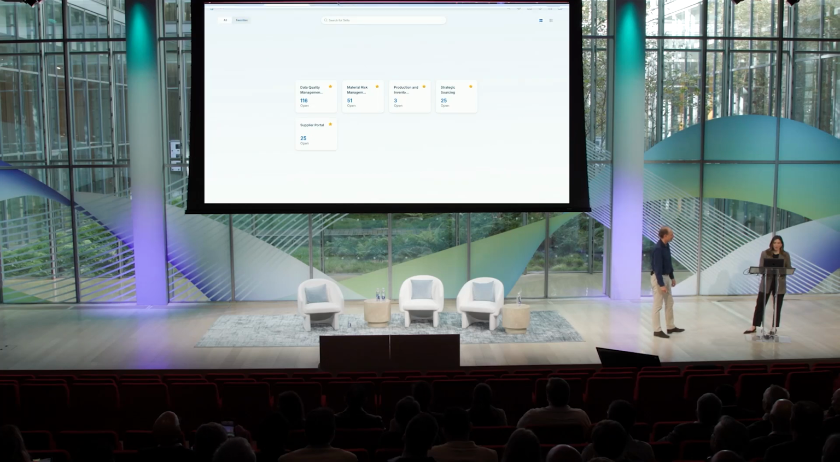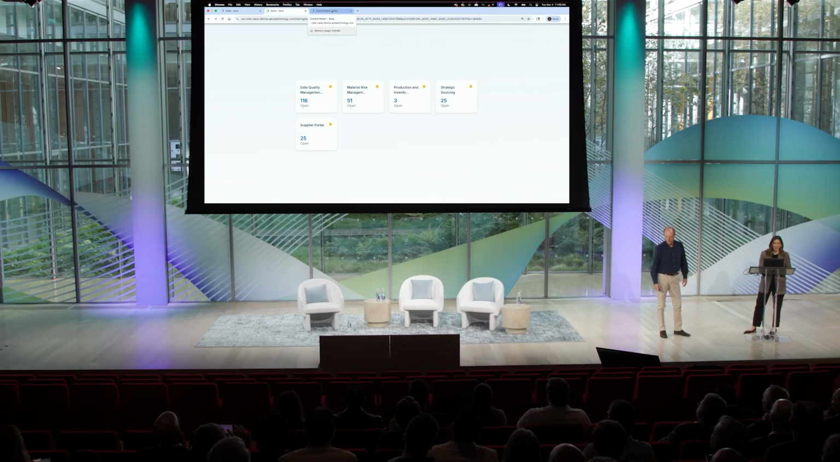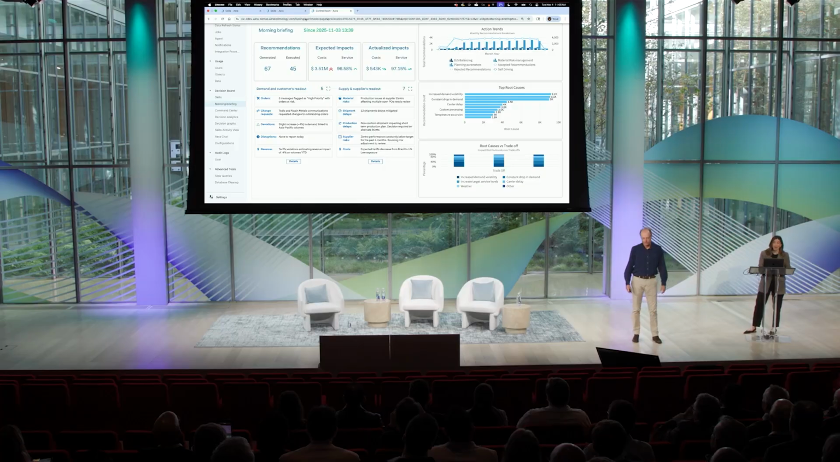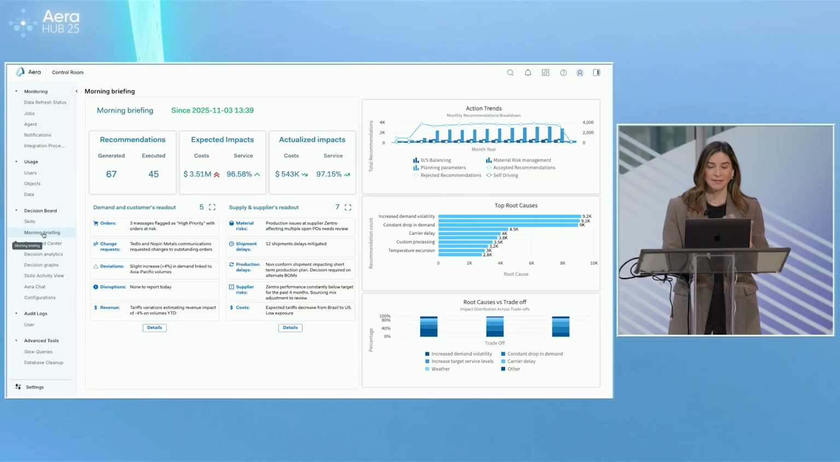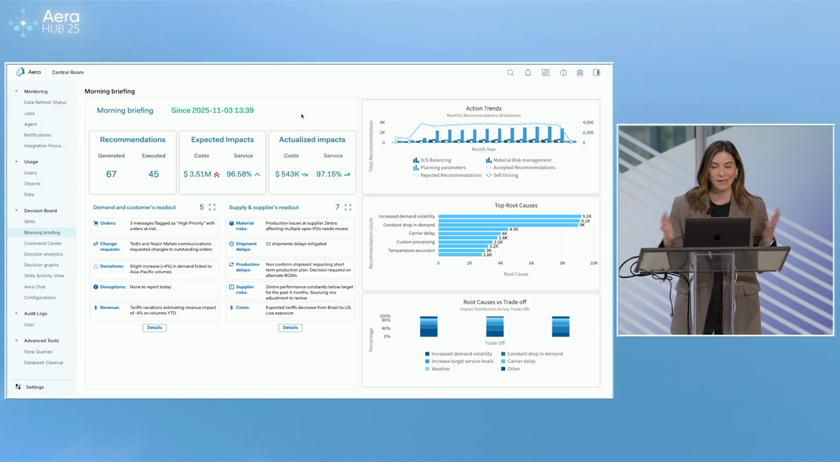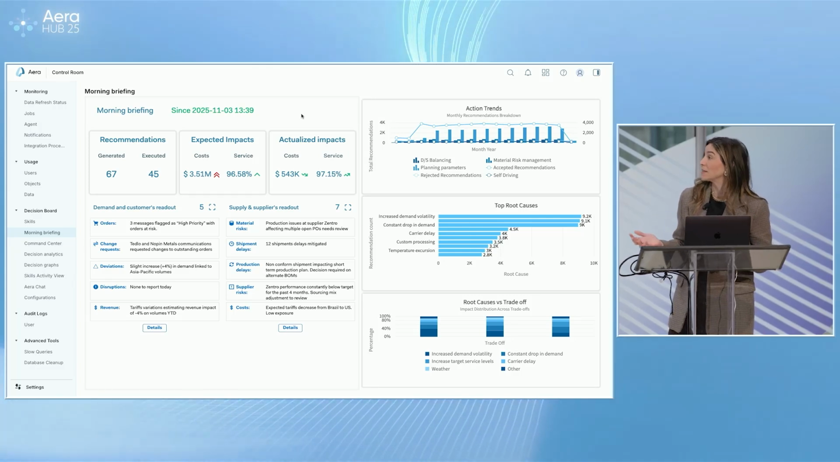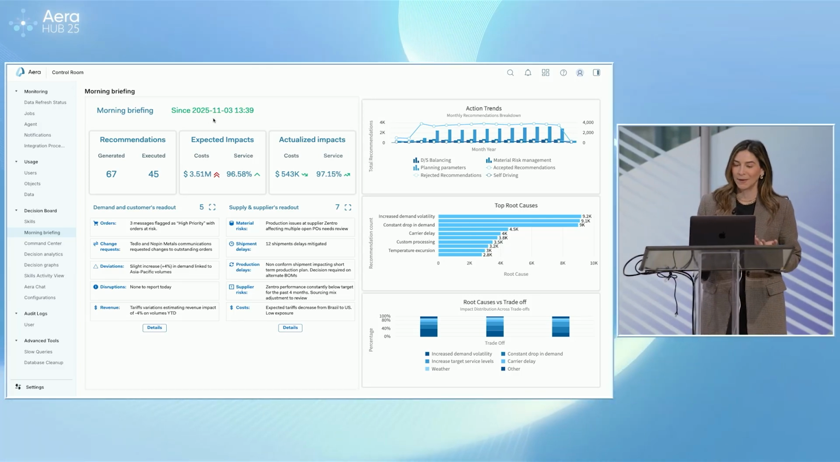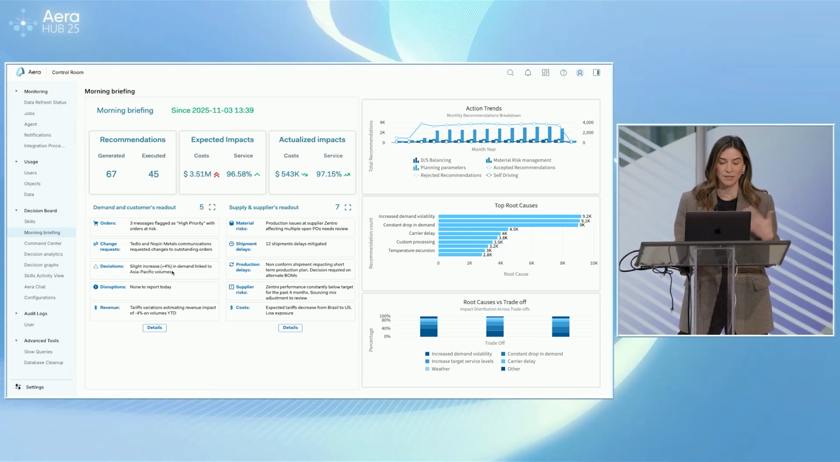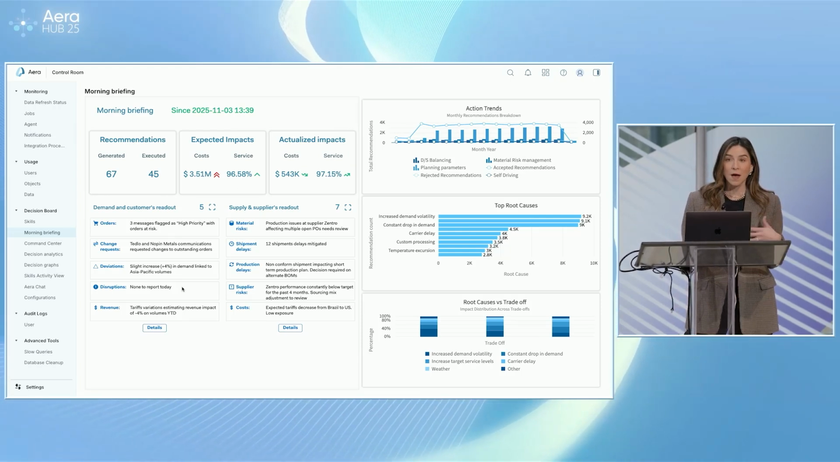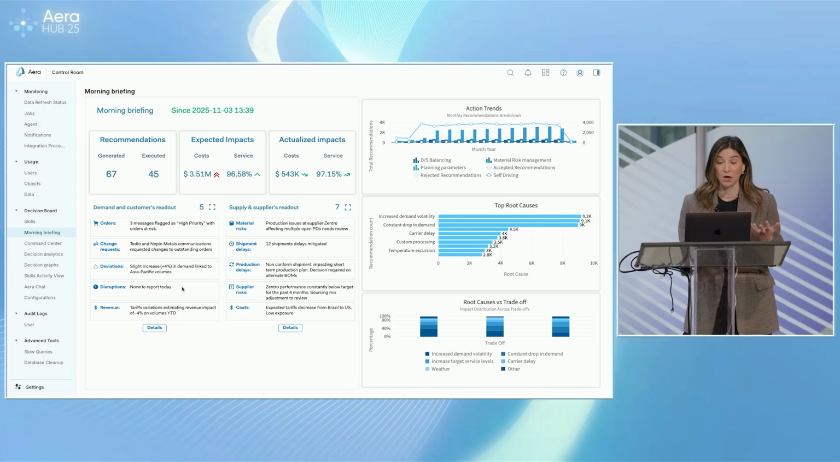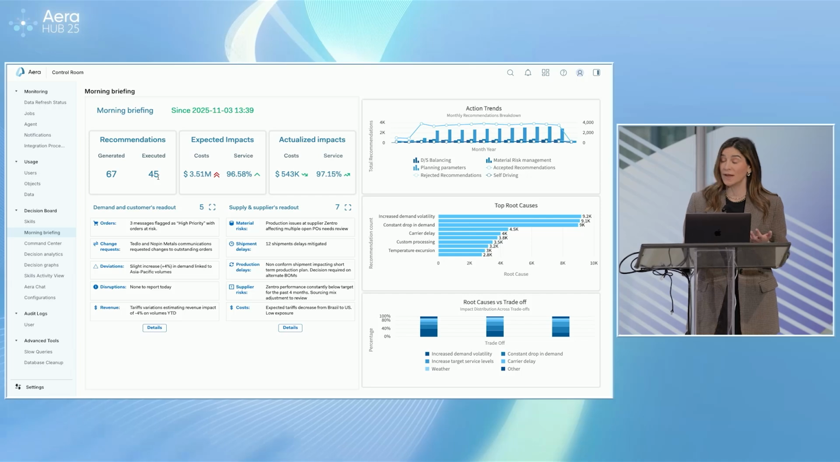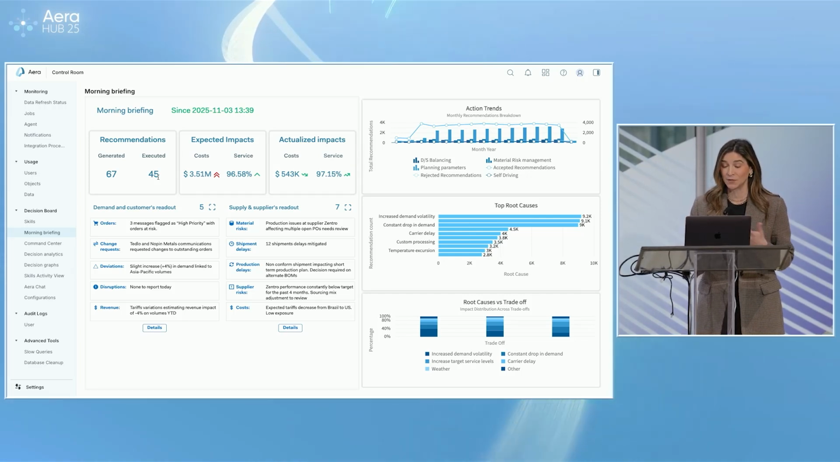Yeah, absolutely. So here's my Aera platform. The first thing that I do is I access what I call my morning briefing dashboard. It's in the control room where I get a sense of what's happened in the business since I last logged on. I can see where my last log-on was and all of the different messages coming through with updates on the areas that I'm focusing on. So, KPIs that matter to me, how many recommendations were executed while I was sleeping last night. So this is how I start my day.